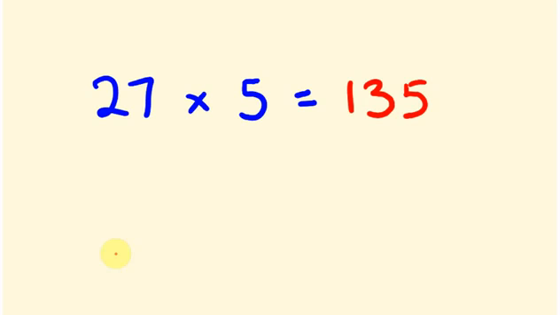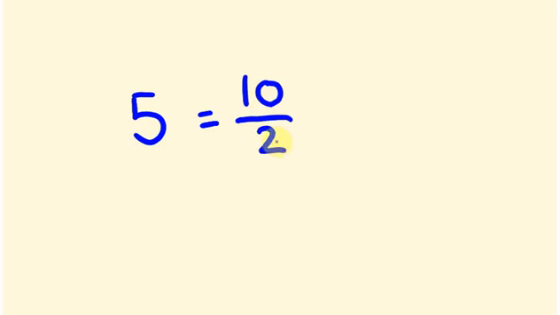So why does this work? This is a really easy idea to think of when you think about it, because 5 is the same as saying 10 divided by 2. So what we're doing is dividing by 2 first, and then multiplying by 10, and that's why this works. Because it's pretty much the same thing as we just did. We're dividing by 2 and timesing by 10.